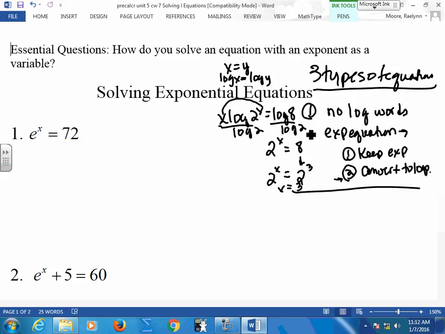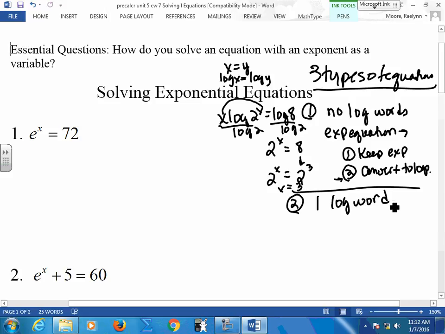Okay, so we have 2 ways to do that. The second equation is, I have one log word. I'm just making this as simple as possible. So say I have this: the log base 2 of 9 equals x. I can't take that log word away. I can't put a log on the other side because it's an equation. I'd have to put it on both sides. But I certainly don't want to do that.